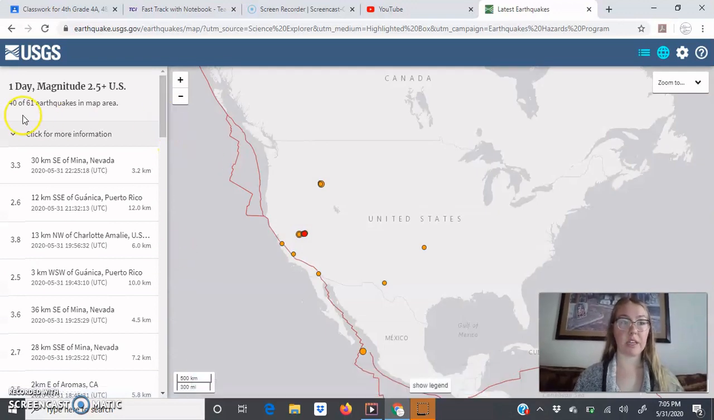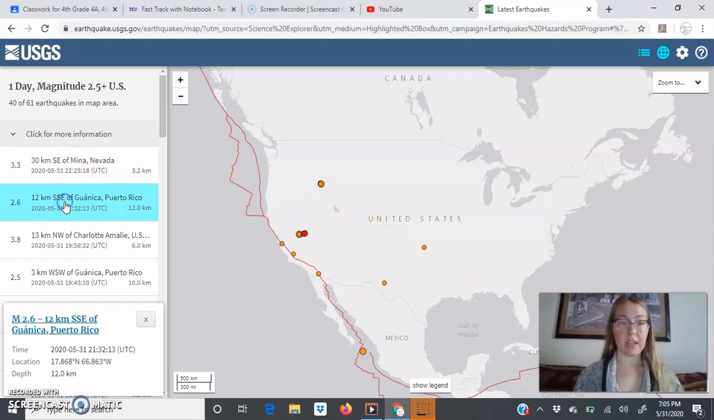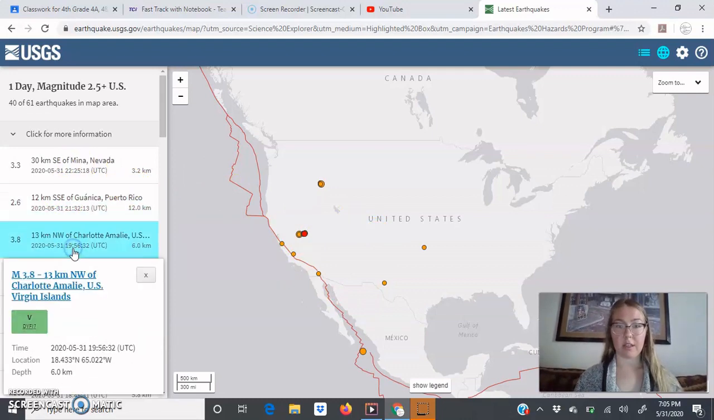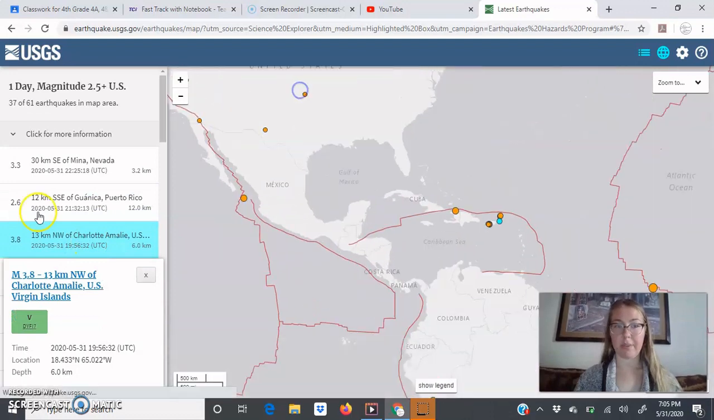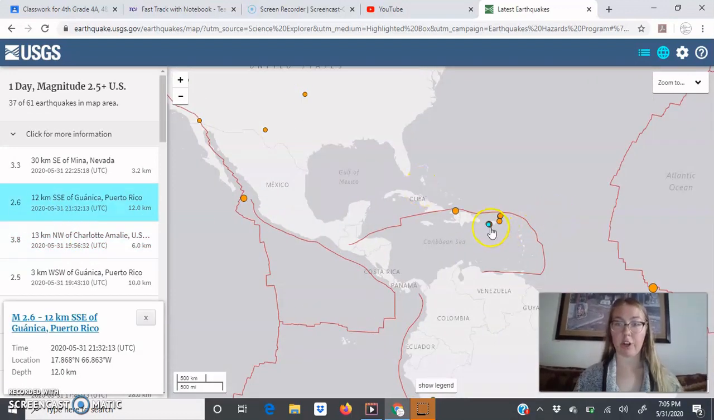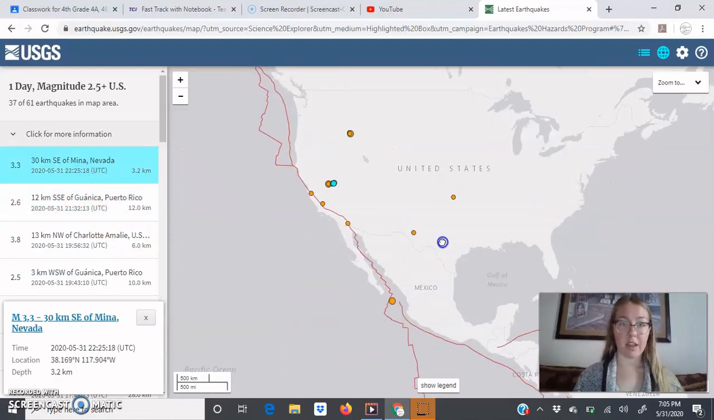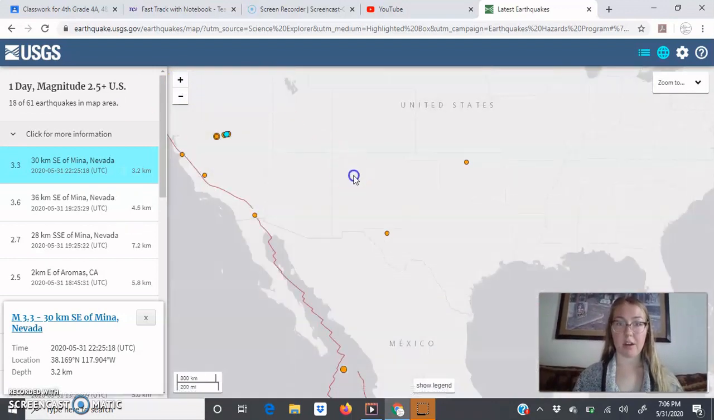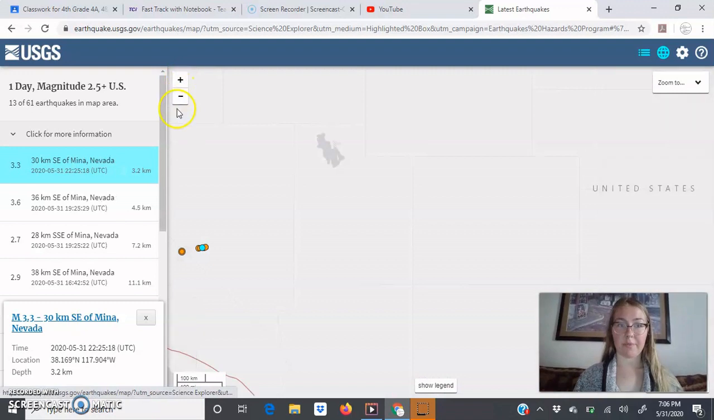It's really cool because here we can see all of the earthquakes that happened today. So it shows us a map, and if you click on each one, it'll highlight it in green to show you where it is. So this is also a really good way to find out where places are geographically. So we have Puerto Rico right down here. We have Mina, Nevada, which is right over here. You can also zoom in. So you can click the zoom in arrow and zoom in on it.